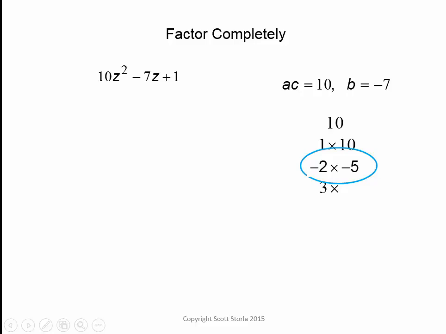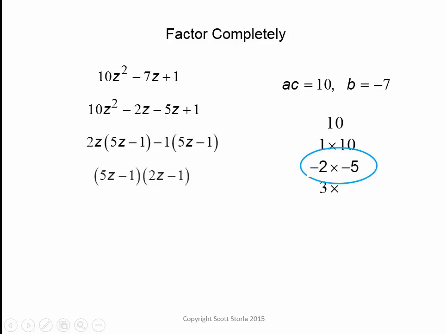I return to my original trinomial. I'll have 10z squared minus 2z minus 5z plus 1. And again, my coefficients negative 2 and negative 5 come right out of my factor pair. Now I factor by grouping, and I check to see that I get my original trinomial back. This is 10z squared minus 5 minus 2z will be negative 7z plus 1.